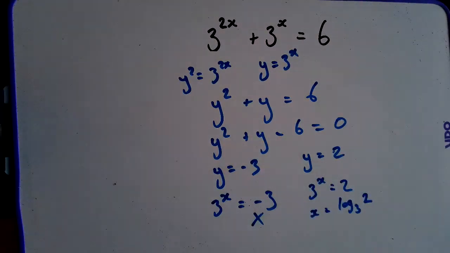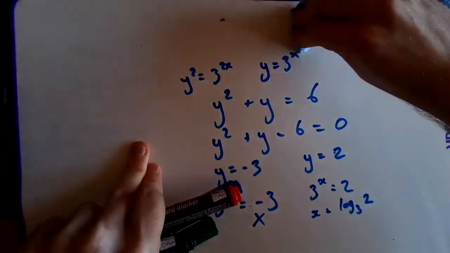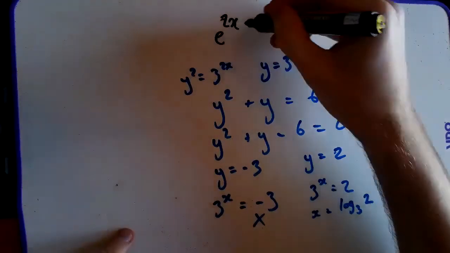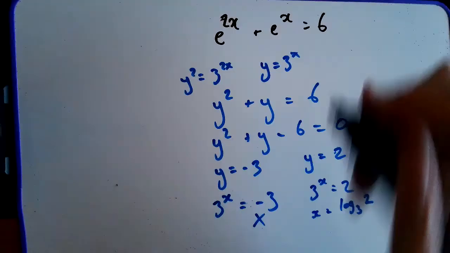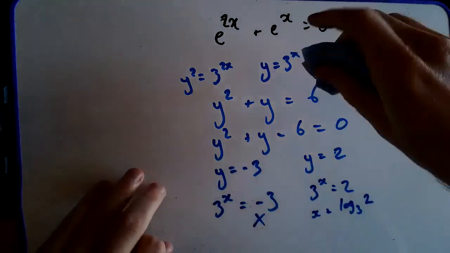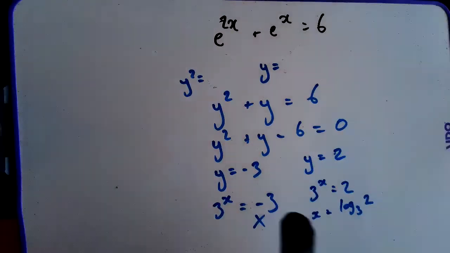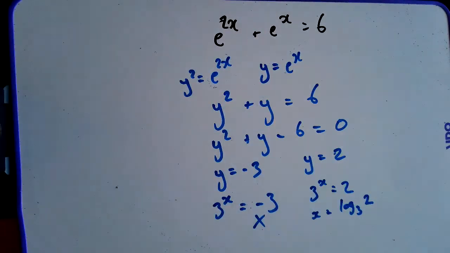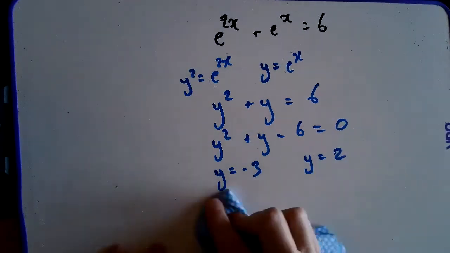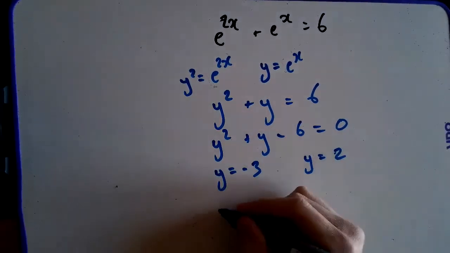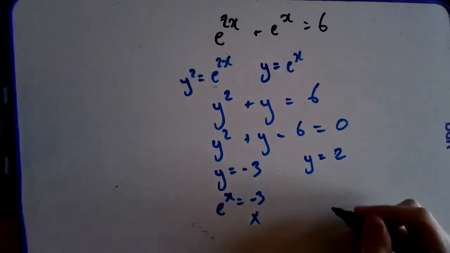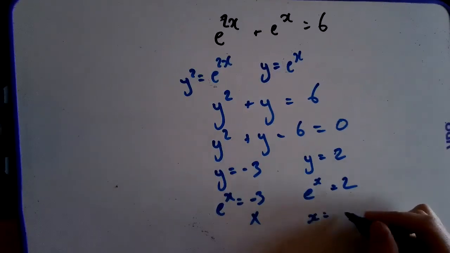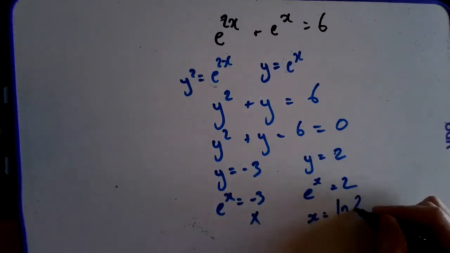And that would be exactly the same method if at the top here we had e's. So if we had e to the power 2x plus e to the power x equals 6, the only thing that will change, look, is y and y squared will change. So that would be e to the x and e to the 2x. And then only the bit that will change is this last bit here. So y would still give me the same answers. I'll just get e to the x is -3, which doesn't work. E to the x would be 2. So therefore x would be inverse of e is ln, so ln 2.